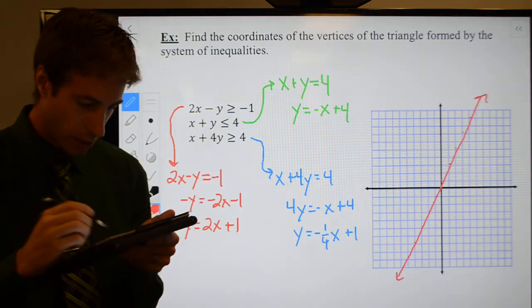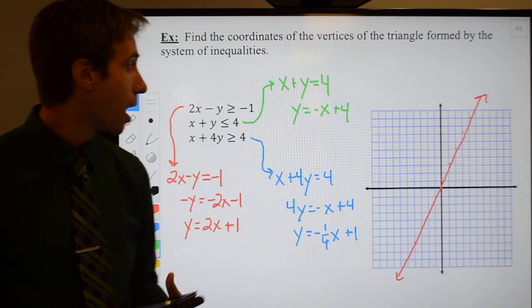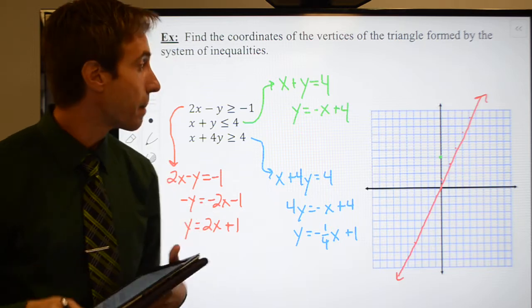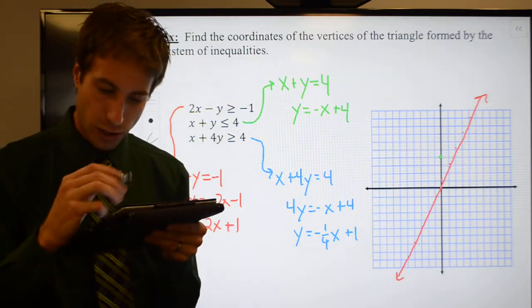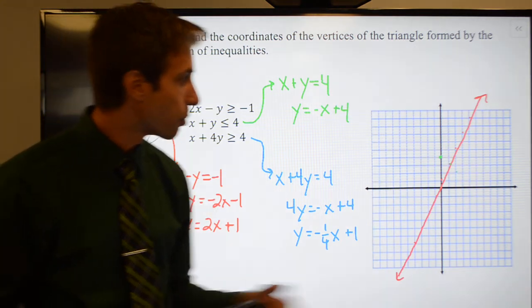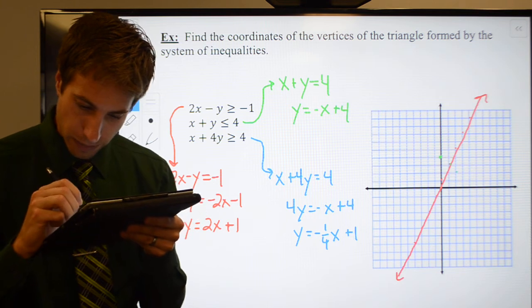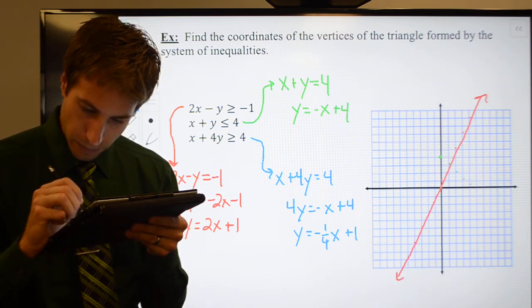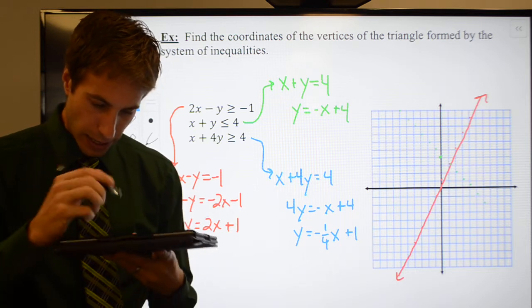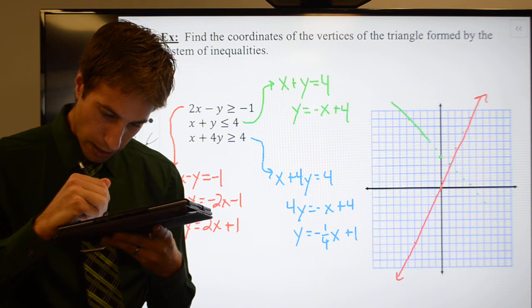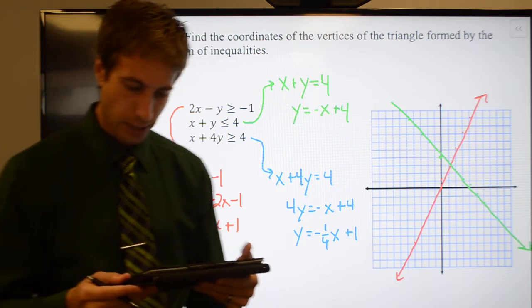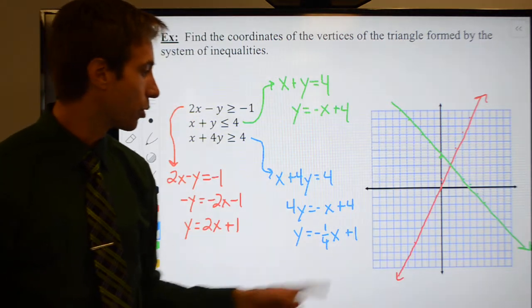So there we go. Let's do the green one next. A y-intercept of positive 4: 1, 2, 3, 4. But my slope is negative 1 over 1. So down 1 over 1, down 1 over 1. Well, we've already found a point of intersection right there, but let's keep going. Again, it's going to be a solid line that runs right through there. Okay, awesome. That leaves me with just the blue line left to go.